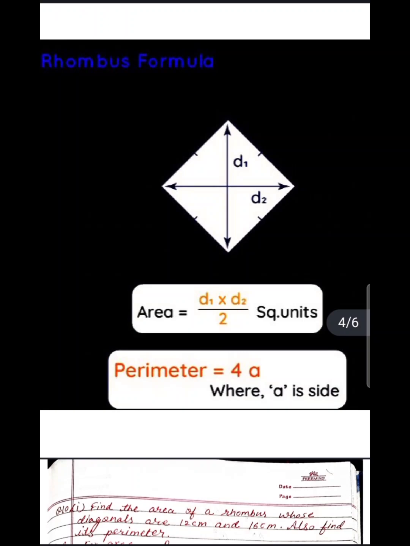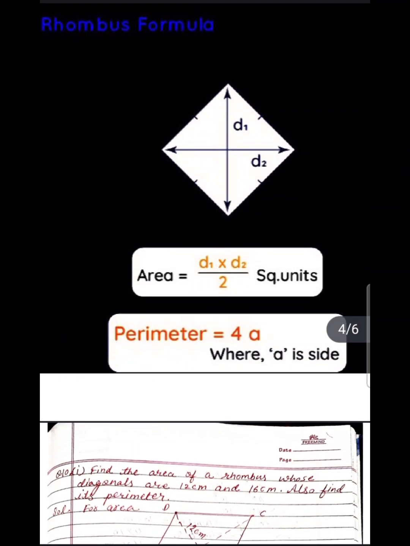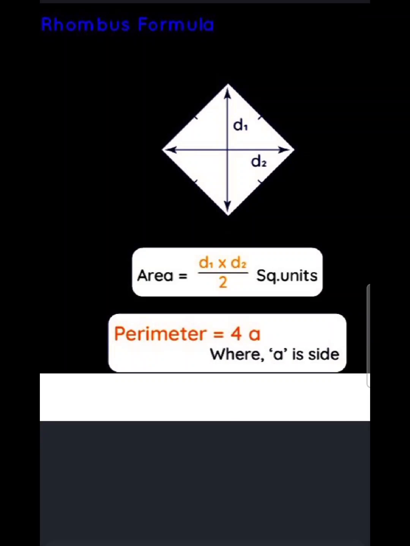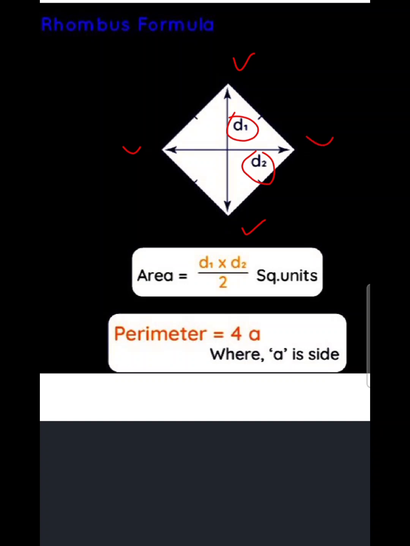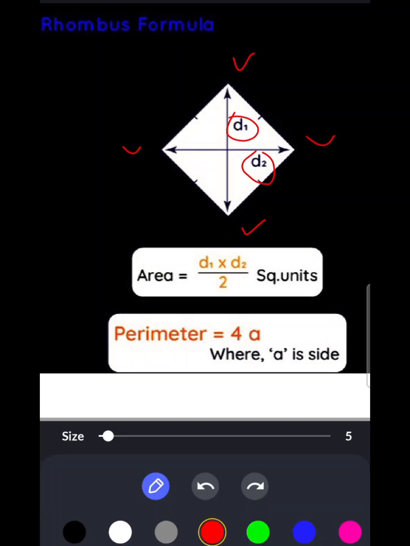Now let us discuss the second topic, that is rhombus. The rhombus is a closed shape made up with the 4 equal sides. Here in the diagram you can see D1 and D2. These will represent the diagonals of the rhombus, and the diagonals we can get by joining the opposite vertices of the closed figure. And here, if you need to find out the area of the rhombus, it is always equal to D1 into D2 divided by 2 square unit.